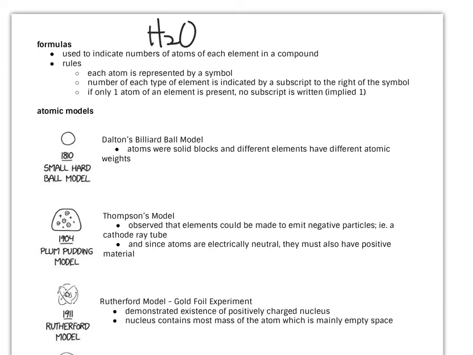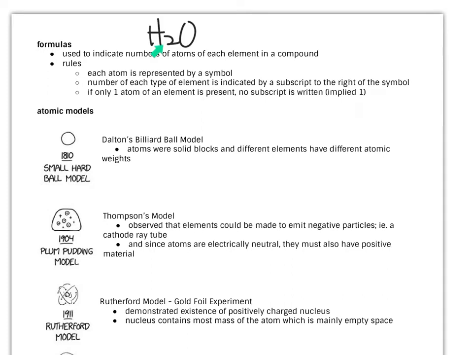So the rules for formula are pretty simple. Each atom is represented by its symbol. So you're not going to write out hydrogen and oxygen. You're just going to write the symbols. And then the number of each type of element is indicated by a subscript to the right of the symbol. So remember, sub means below. So you write it smaller. You won't write it like a big 2, because that is very misleading. That means something completely different in chemistry. You'll always write it as a lower number. And it's to the right of the symbol.